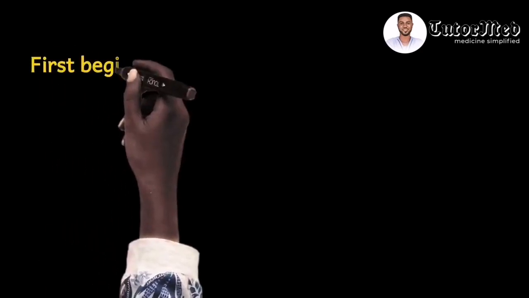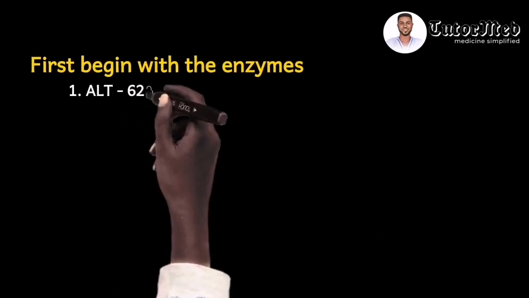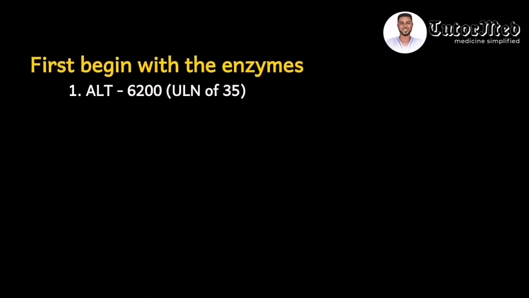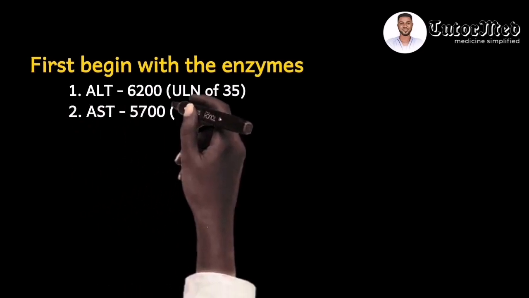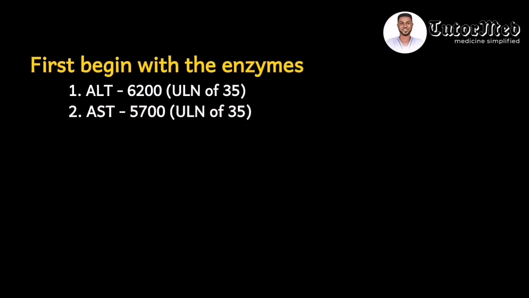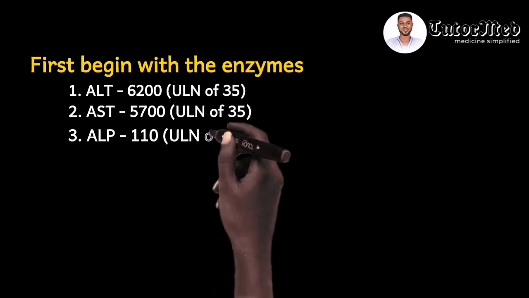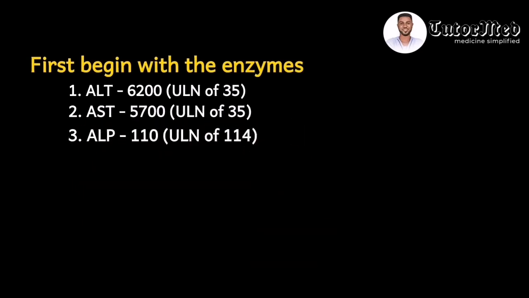normal. But the AST, ALT were all abnormal. And so before we look at the questions that follow this case presentation, let's try and interpret her liver panel based on the information given. First, we begin with the enzymes. So she had an ALT of 6,200. The upper normal limit was 35. AST of 5,700. Upper normal limit of 35. ALP of 110. Upper normal limit of 114.